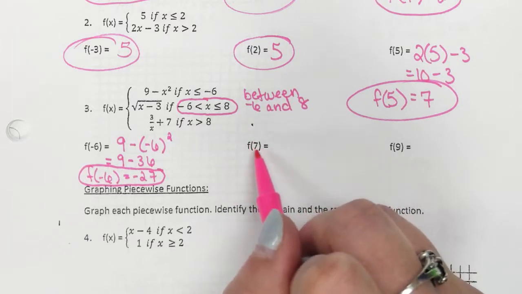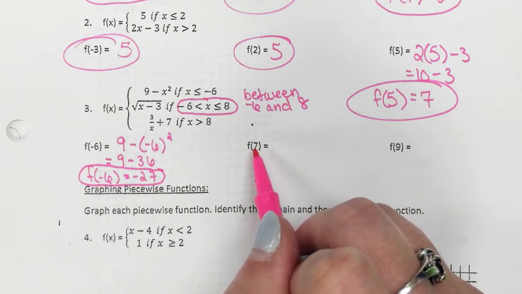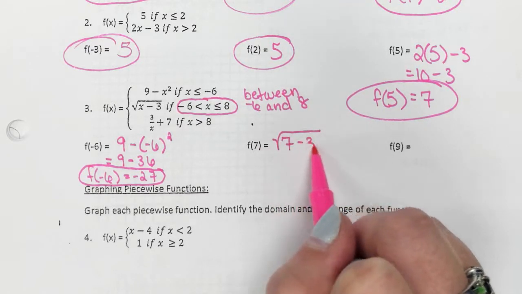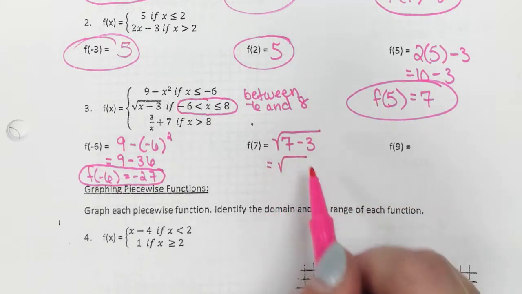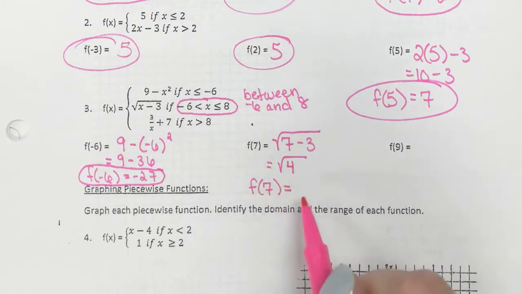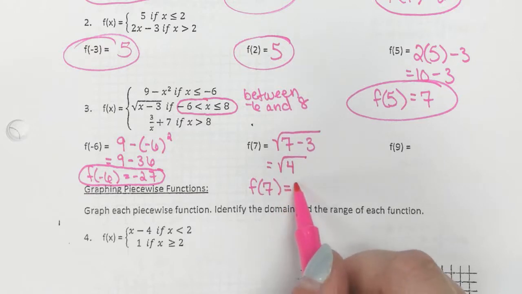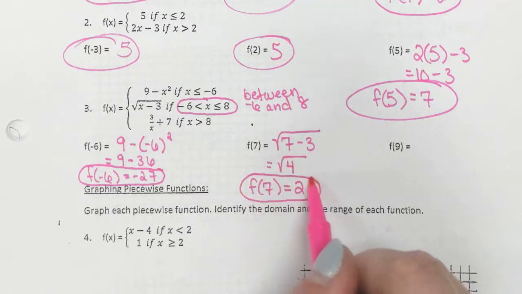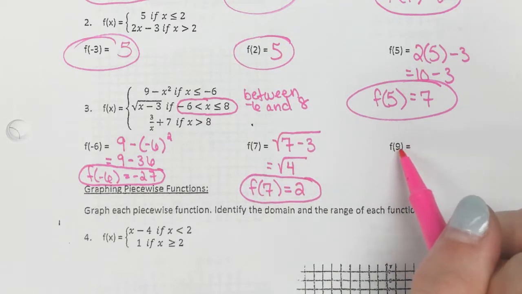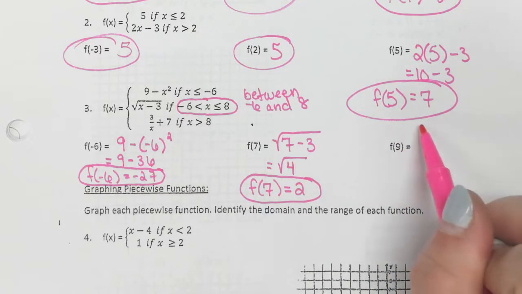All right, now this next one. 7. Where's 7 go? The middle one. There you go, because it's between negative 6 and 8. So you got 7 minus 3. What's 7 minus 3? 4. So f of 7 is equal to, what's the square root of 4? 2. All right, last one. Plug in 9. It's the last one.